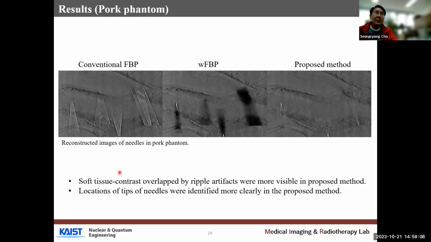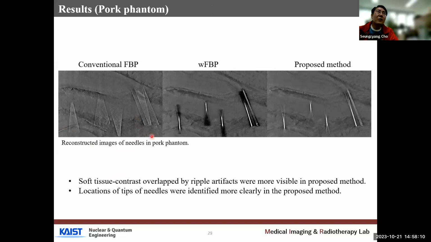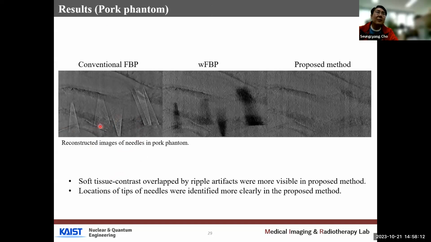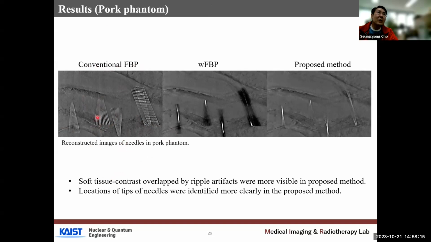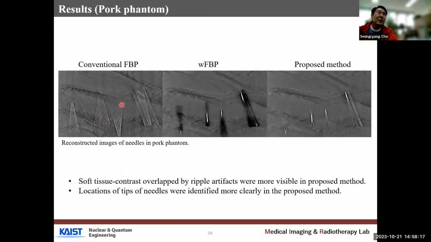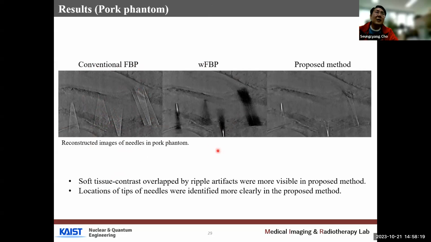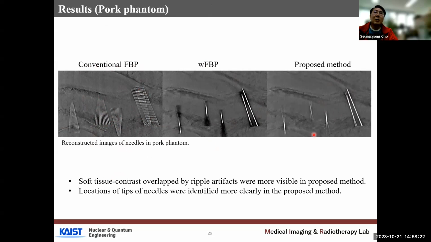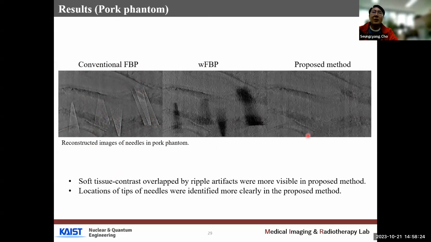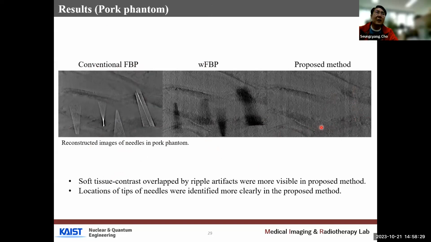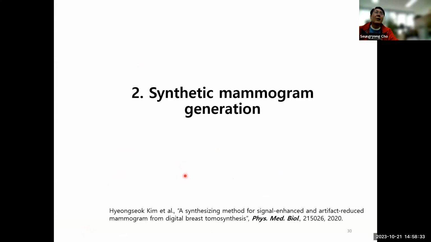This is the pork phantom case. In the conventional case, you have a lot of residue images of the needles, and the weighted scheme has a lot of darkening, but our proposed method gives a very sharp image in the in-focus plane and much reduced artifacts in the other planes. This is one that we have developed for reducing high-density object artifacts in DBT.